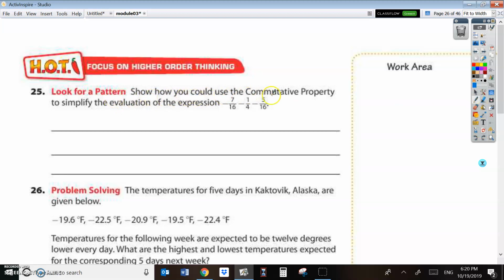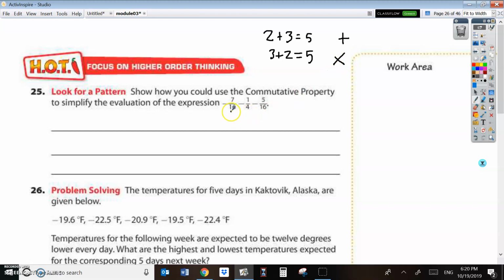Show how you could use the commutative property to simplify the evaluation of this expression. Okay, remember, commutative property tells you that you can switch things around. Commutative property says that 2 plus 3 equals 5, and 3 plus 2 equals 5. You can change the order of things. It works for addition and multiplication.